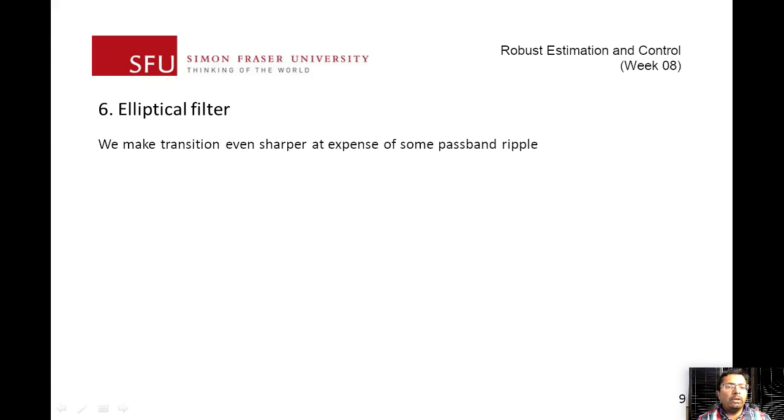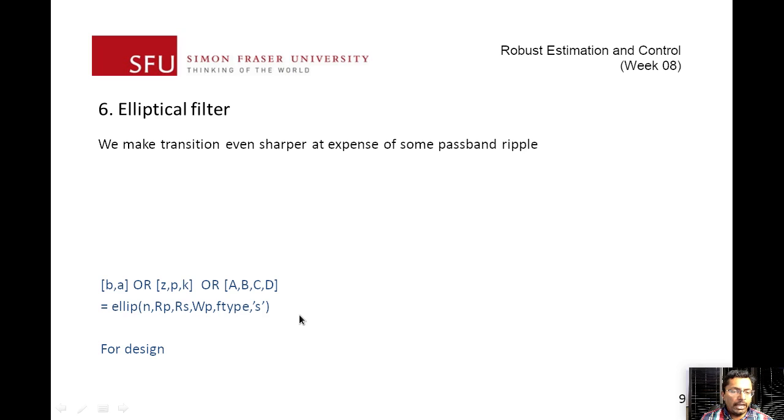So the next one we're going to be looking at is what's known as the elliptical filter. So the advantage is it can potentially offer much sharper transition at the expense of higher ripple. So again, we're going to do B comma A or ZPK or ABCD equal to ELLIP, and then N is the order, RP is the pass ripple, RS is the stop ripple, WP is the pass frequency, and then filter type, and S for continuous design. If you wanted a design, we do ELLIPORD, which gives you the minimum order that is acceptable.